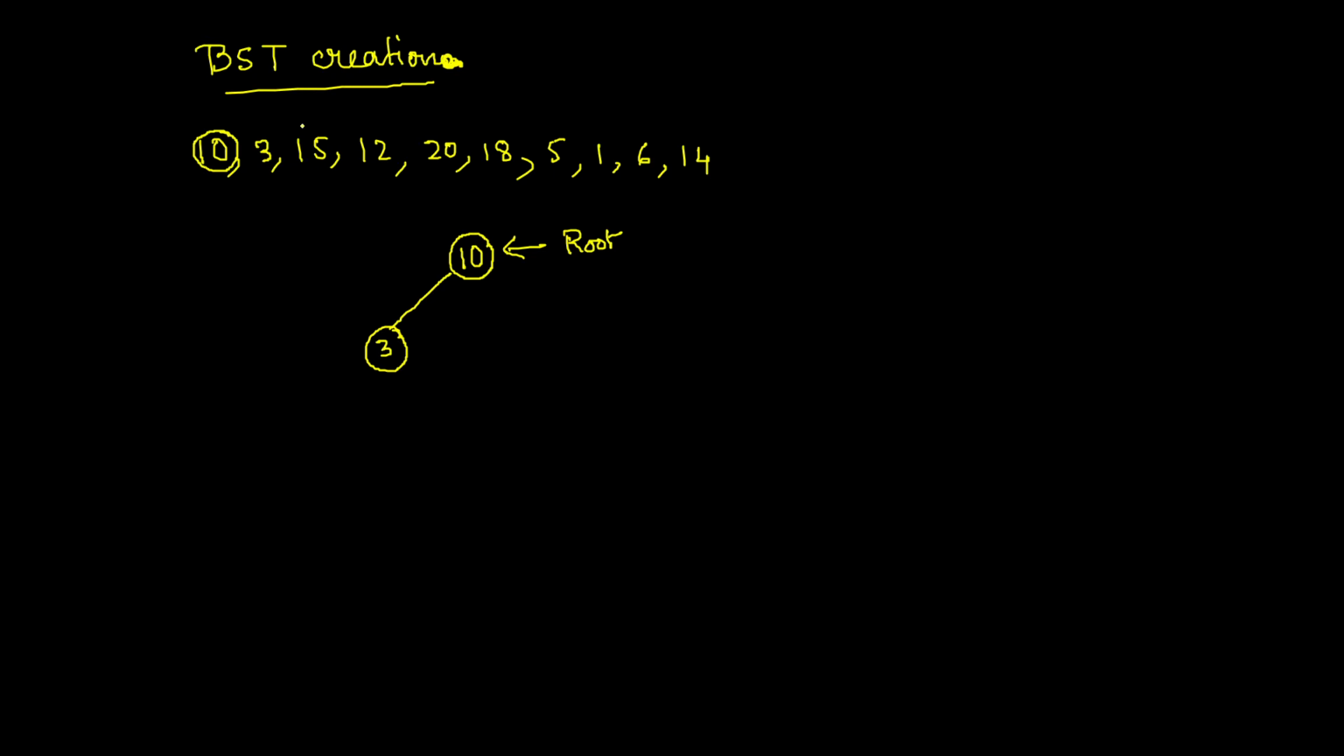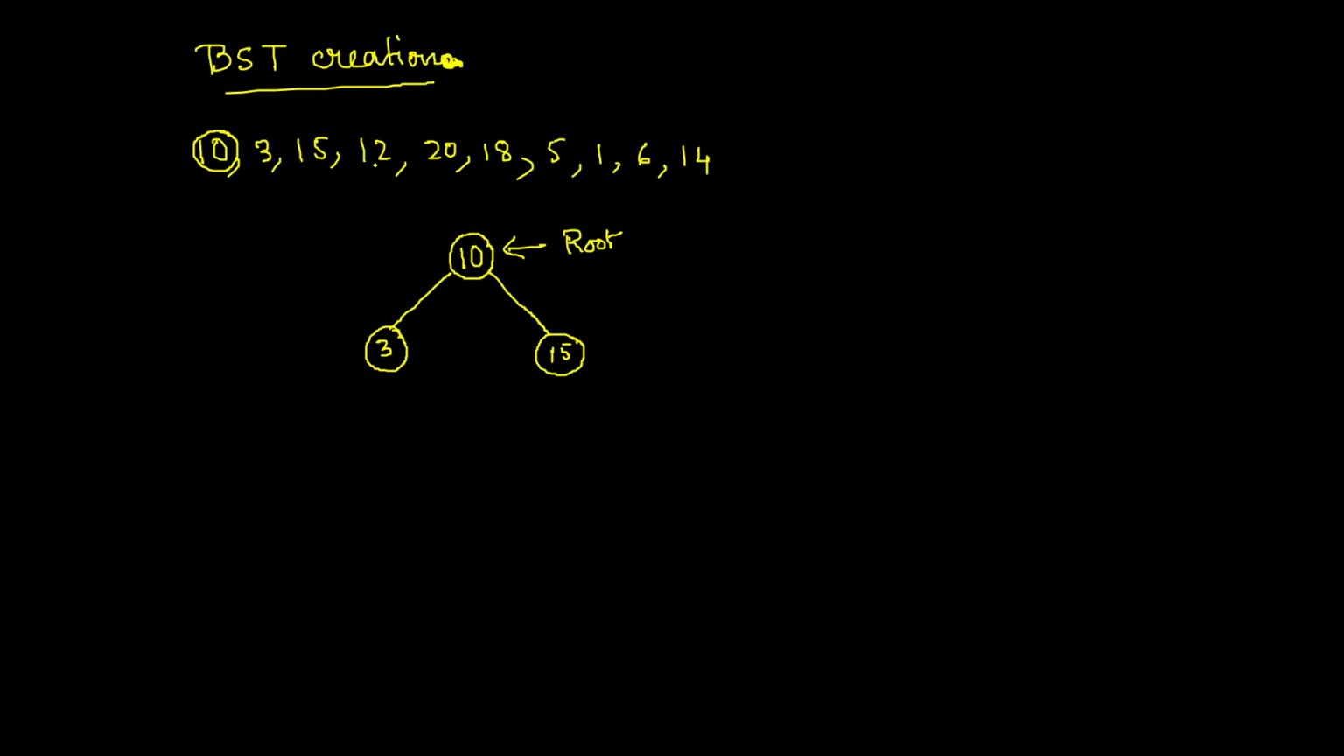Now let's go for 15. Similarly, 15 is greater than 10, so 15 should be on the right side of 10, and till now we have no right subtree of 10. So we can directly connect 15 as the right subtree of 10. That means 15 is the only node in the right subtree of 10. Fine.